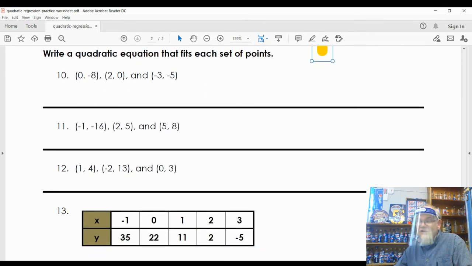The last 4 are all pretty straightforward and easy, because these, you just have 3 or 4 points, you plug them into your calculator, put the x's in list 1 and the y's in list 2, and calculate a quadratic regression. And like on 10, I got 1x squared plus 2x minus 8. On 11, I got -1x squared plus 8x minus 7. On 12, it's 2x squared minus x plus 3. And on the last one, I got 1x squared minus 12x plus 22. And those all come out to be exactly whole numbers. So any questions we have with them?